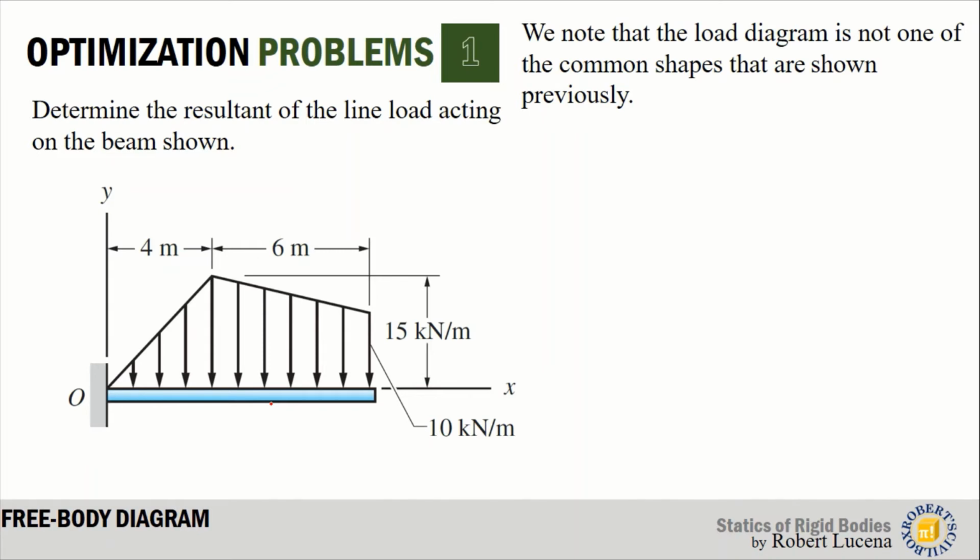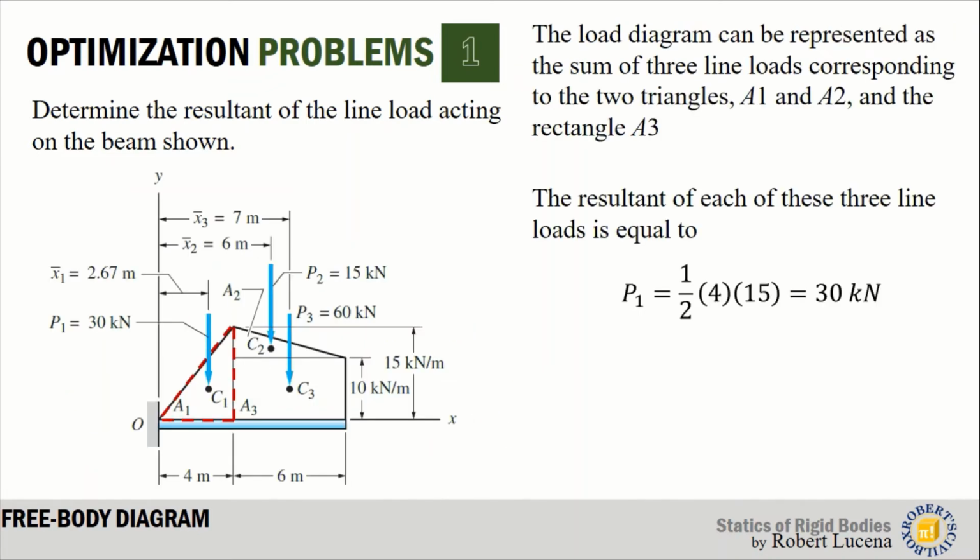of this one. However, if you try to make three regions or divide it into three regions in such a manner, it would be easier to determine the area. So what I do now is, again, I have A1, A2, and A3. A1 is a triangle, A2 is also a triangle, and A3 is a rectangle. So let's have first the resultant from the line load in this area 1.